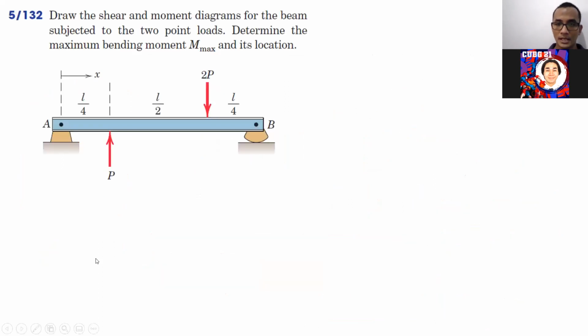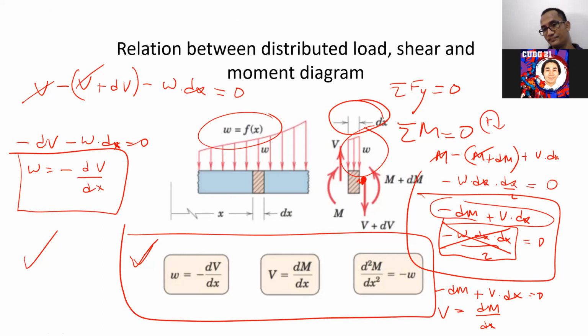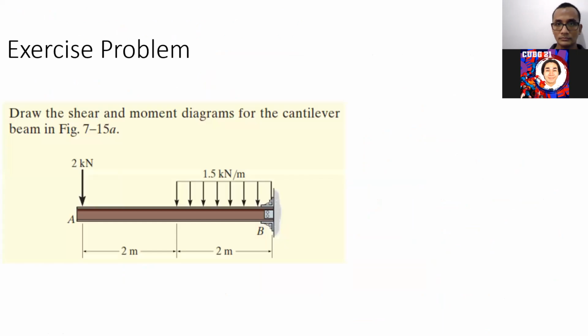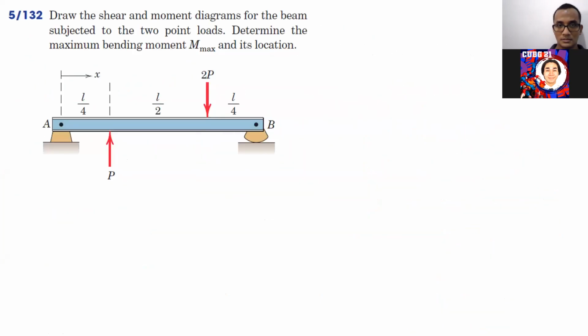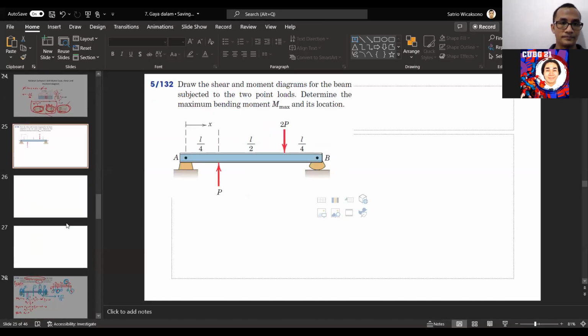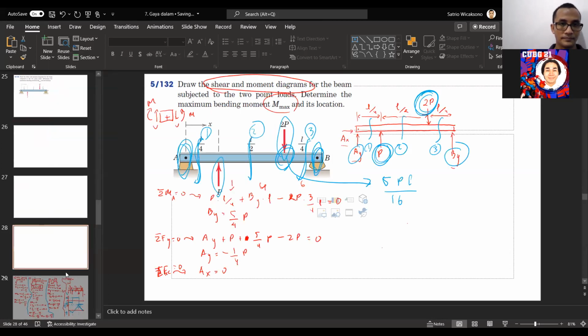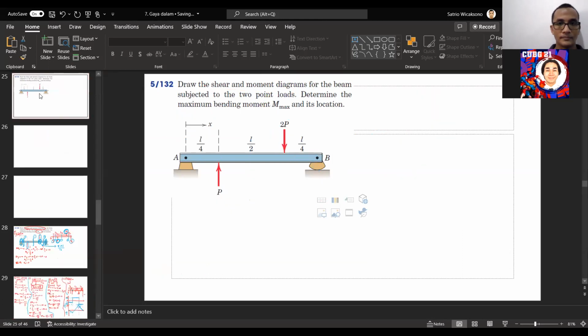If there is no question, then I will continue with a problem example. Okay, let's start with the problem example. This one is one of the problem examples. In this case, we will have a three-section beam.